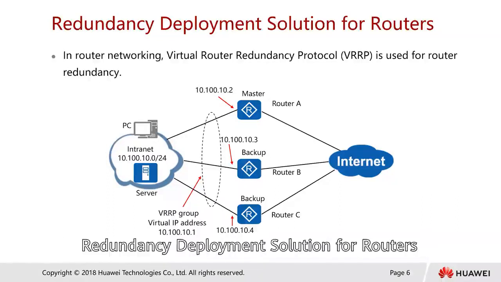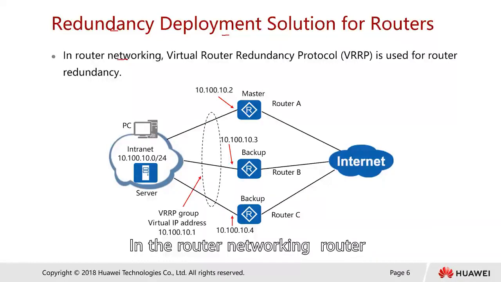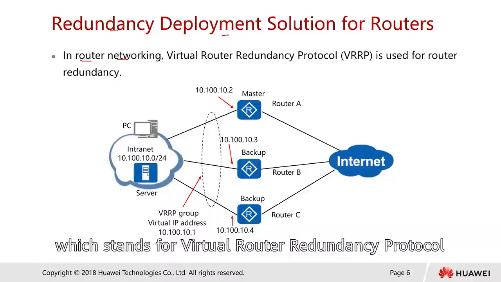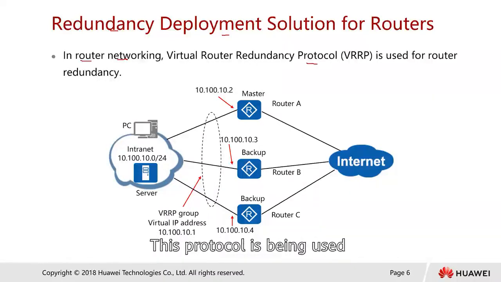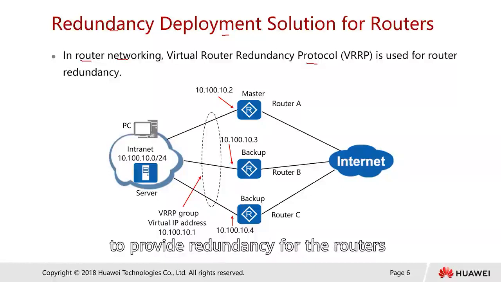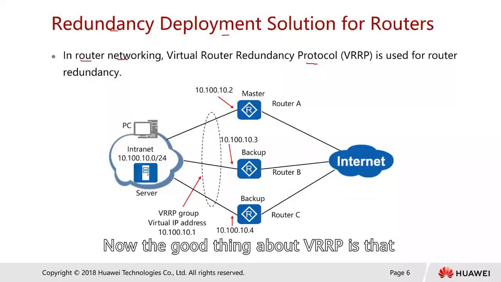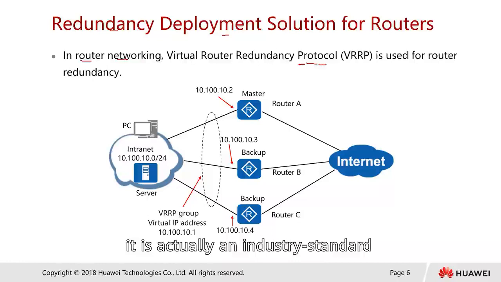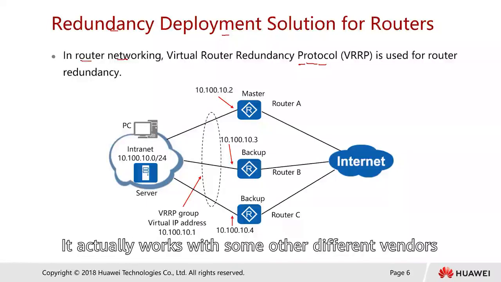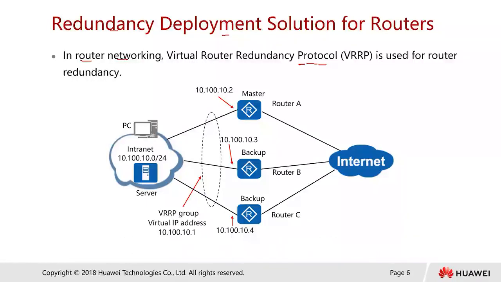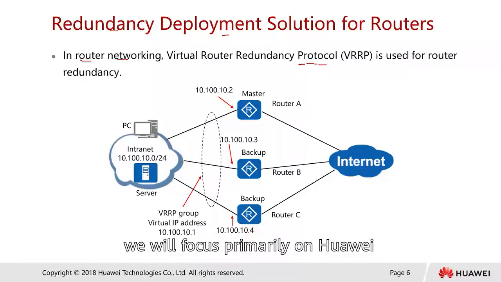We call this the redundancy deployment solution for routers. In a router network, we're not talking about firewalls right now, this is a router, VRRP, which stands for Virtual Router Redundancy Protocol. This protocol is used to provide redundancy for routers. The good thing about VRRP is that it's an industry standard protocol, so it works with different vendors. But in these slides, we will focus primarily on Huawei.